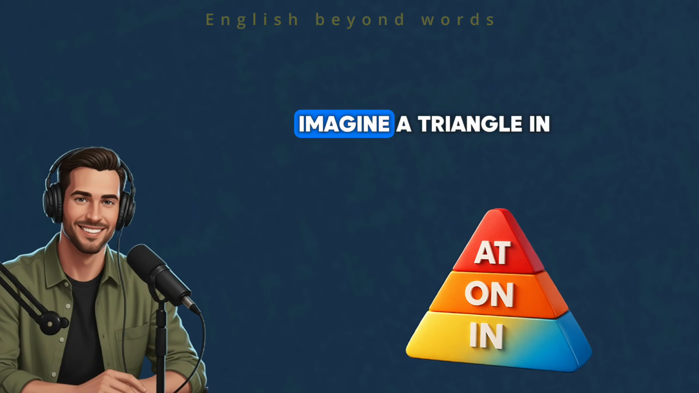All right, here's how this works. I want you to imagine a triangle in your mind. Picture it right now. A triangle has three levels, right? The bottom is wide and big. The middle is smaller. The top is very narrow and pointed. This triangle is going to be your guide. At the bottom, the widest part, we have in. In is for general, broad things, big spaces, long periods of time.